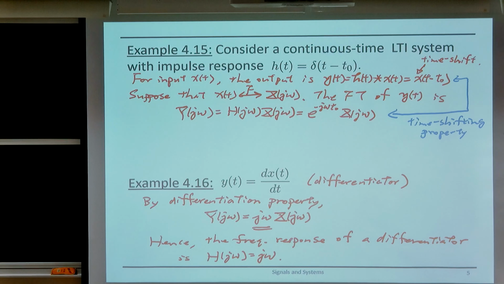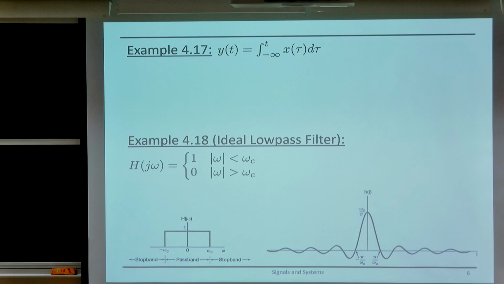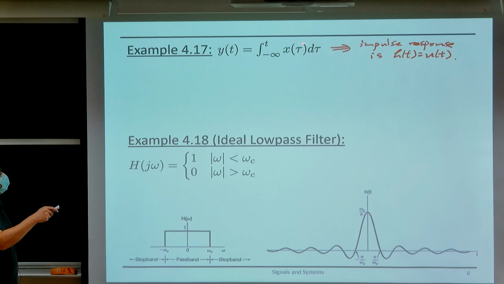Now, another example. Okay. So here we have the example of an integrator. Okay. So we know that for this system, the impulse response is h of t equal to u of t, okay? Because the integration of x of t from minus infinity to t can be written as the convolution of x of t and the unit step function, okay?